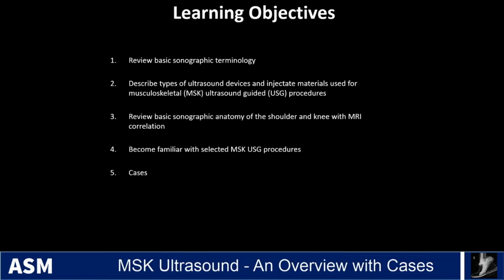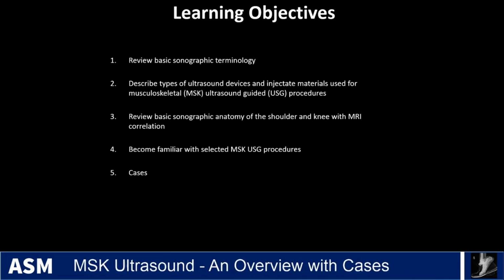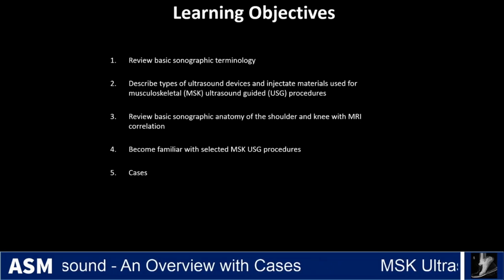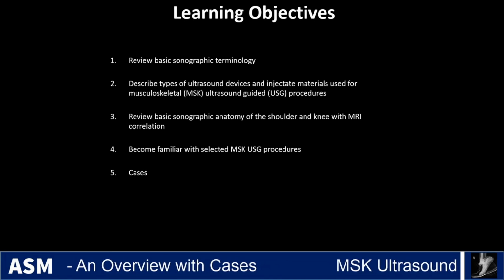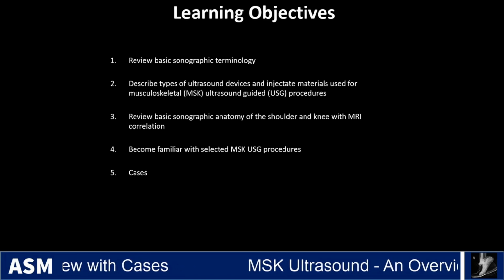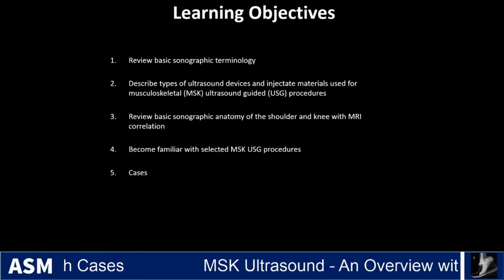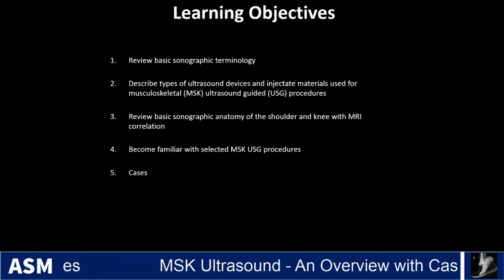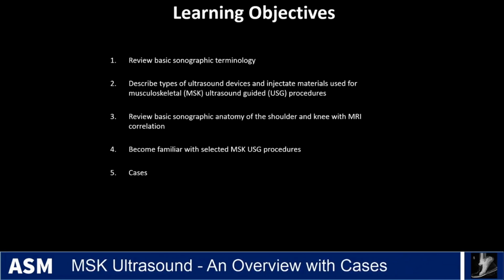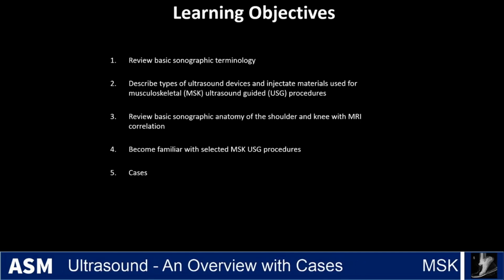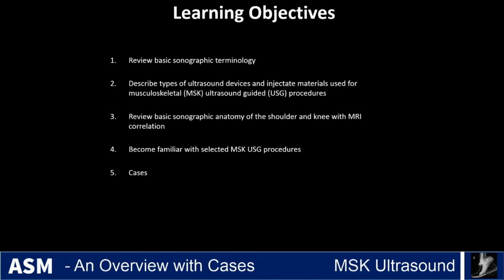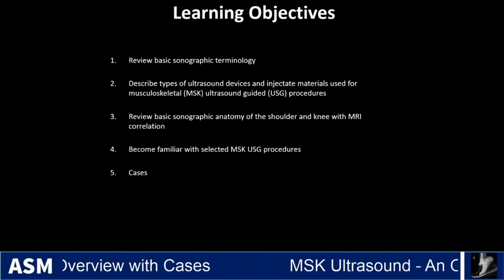So there'll be 5 learning objectives, the 5th really not being an objective, but just an example of some cases that you may encounter, both in real life and on examinations. I'll begin by reviewing the basic sonographic terminology. Then I'll describe the typical devices and injectate materials used for musculoskeletal ultrasound-guided procedures. We'll review the basic sonographic anatomy of the shoulder and the knee, with MRI correlation. And finally, we'll become familiar with some of the common and selected MSK ultrasound-guided procedures.